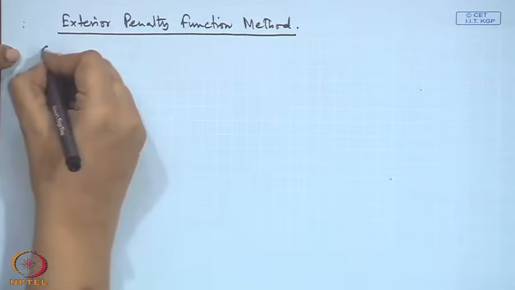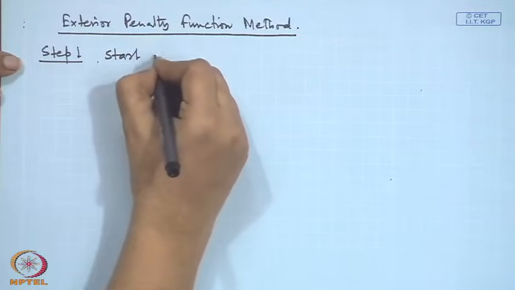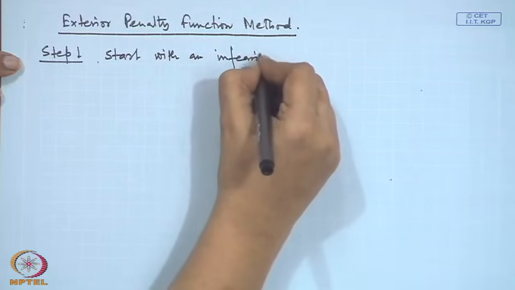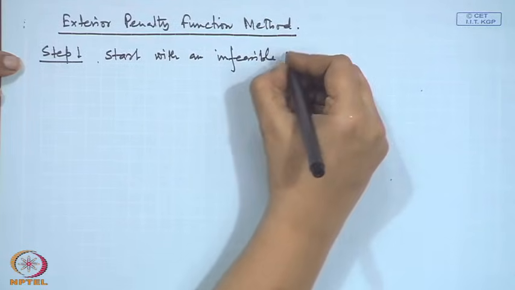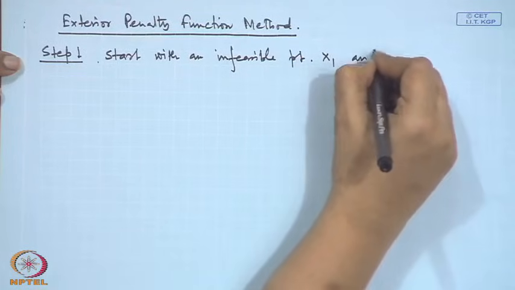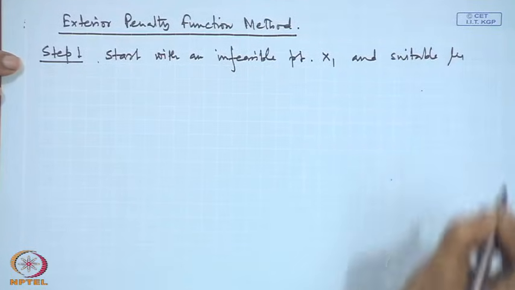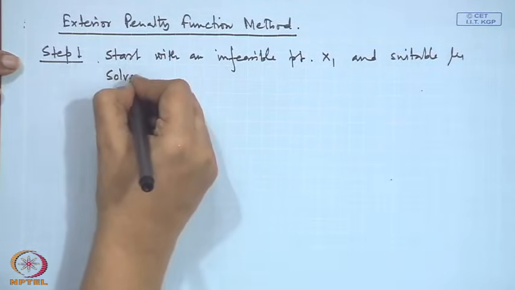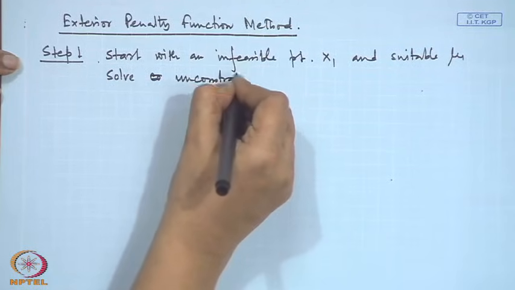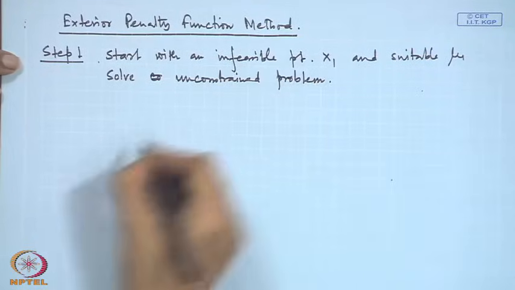Let me write down the algorithm. Step 1, start with an infeasible point, because this is the reverse of the interior method. Consider a suitable mu 1 as well and solve the equivalent unconstrained problem, then we will get x 2.